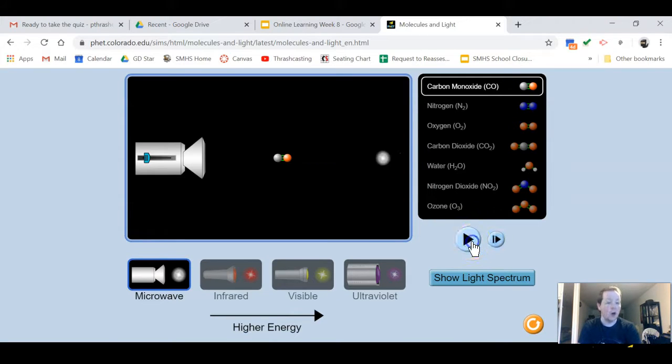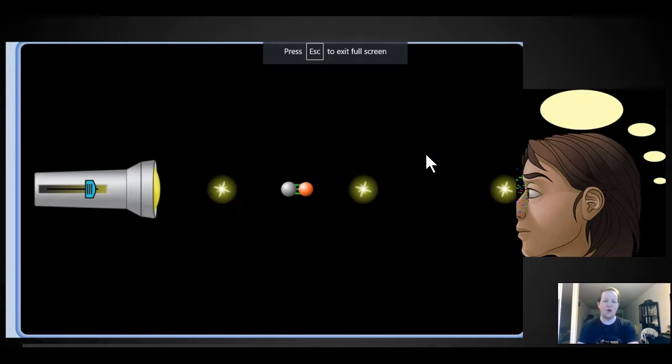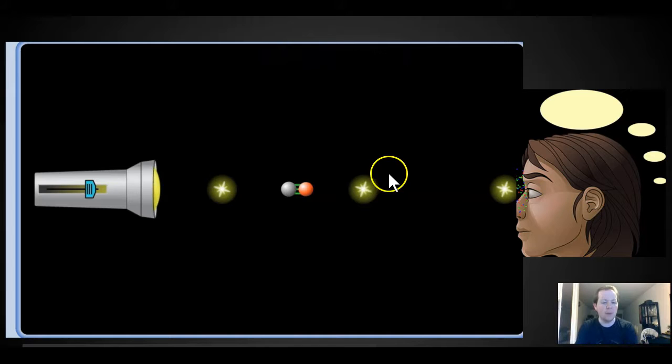Interesting. So different atoms were absorbing different types of light. Water absorbed microwaves, but carbon monoxide did not. Interesting. Okay, so let's think of this a couple ways.